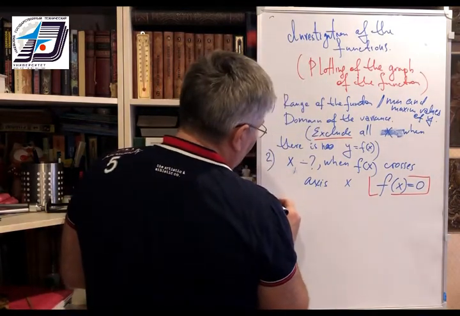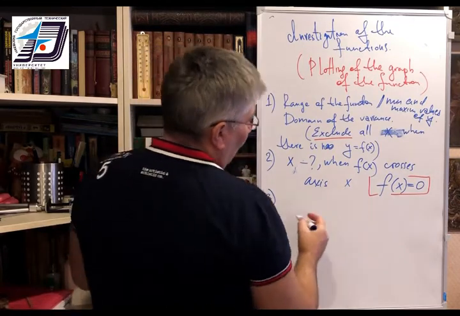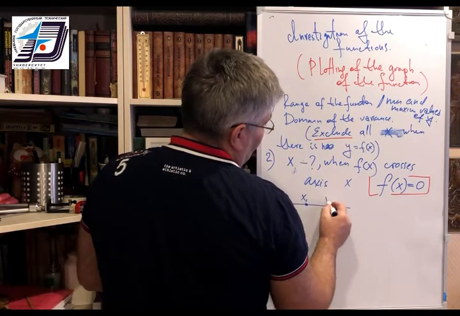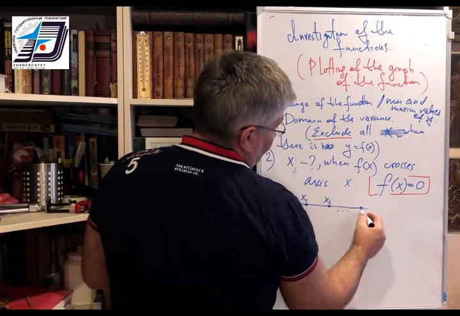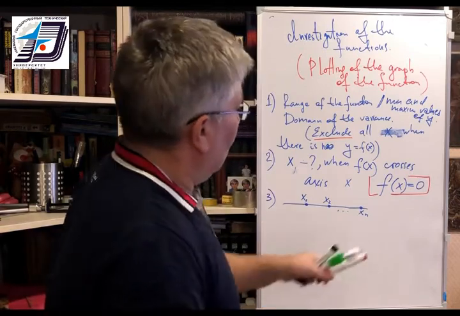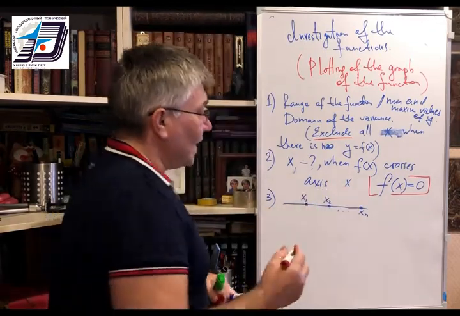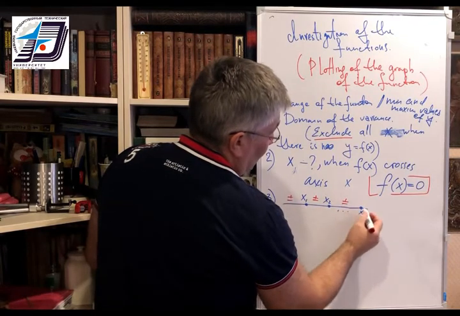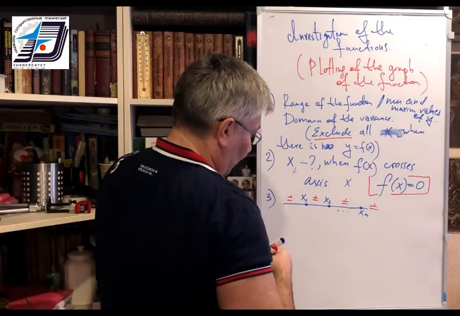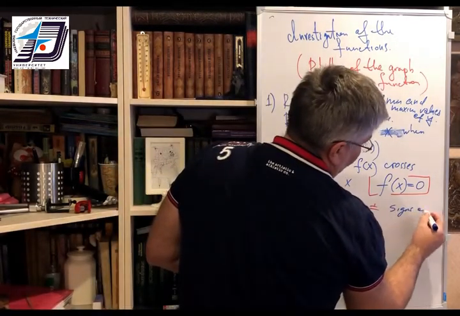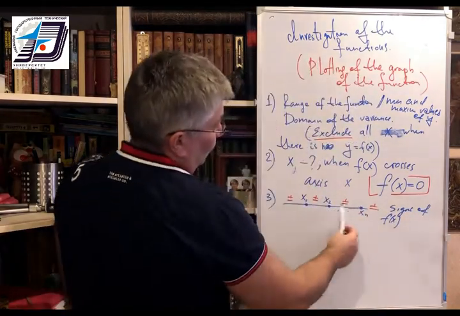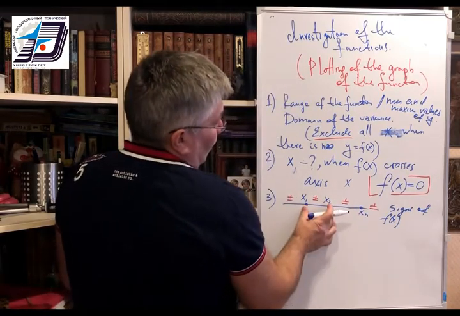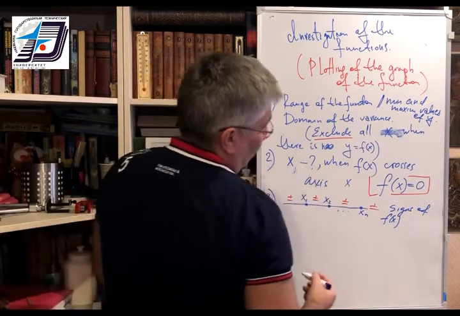The third one, if we know x1, x2, xn, when f of x crosses axis x, we have to define the signs of the function within all intervals of x, within intervals cut by zeros of the function f of x.